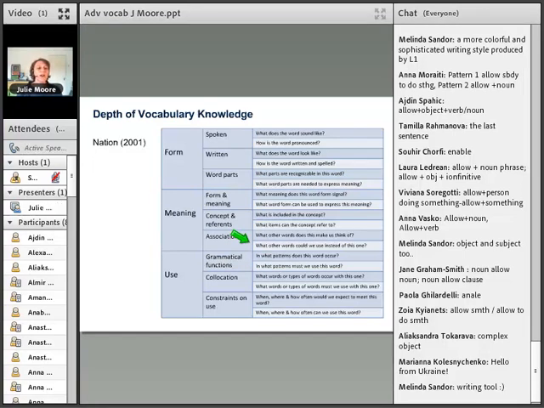Also, what other words does it make us think of? We need to understand the associations between words. So what are synonyms? What are other words with a similar meaning? What are the antonyms? What are other words with different, opposite meanings?